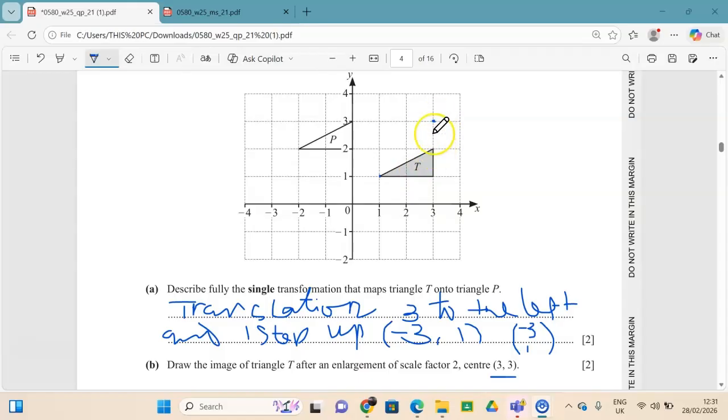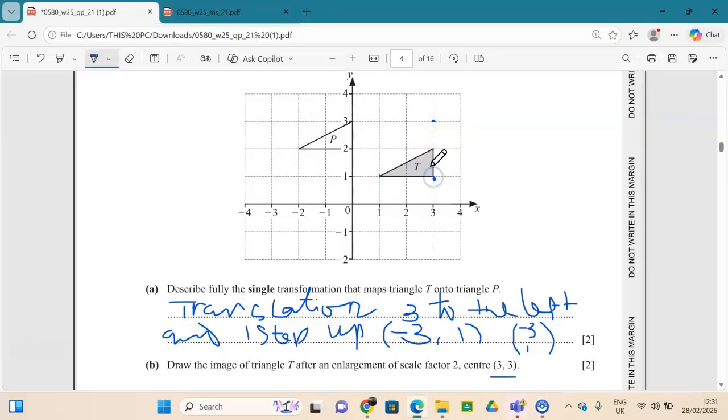From here to here is 1. From here to here is 1. So I'm going to multiply 1 by 2. I'm going to have 1 and 2. So I'm going to mark this point. Then from here, that is 1, 2. For me to get this particular point, I'm going to go 1, 2, 3, and 4, because I'm multiplying by 2. Then let's get here. For us to move from the center of enlargement to this point, we need to move 1, 2, 1, 2. So we are going to multiply each by 2, which will give us 4. So we go 1, 2, 3, 4, 1, 2, 3, 4. And we are here.